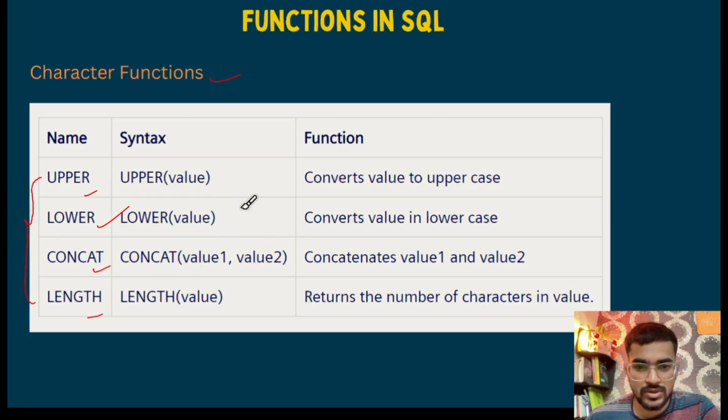So upper and lower is just converting the uppercase and lowercase, nothing else. Concat is similar to just adding 2 strings. If you have seen in Python how we can add 2 strings, in a similar fashion, if you want to concat 2 values, you can use that concat. It will just add them together as a string. Then we have length. Length is just returning the number of characters in a value. So let's look at all of these things one by one.